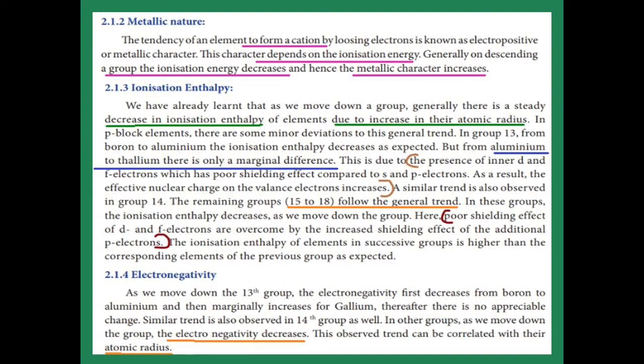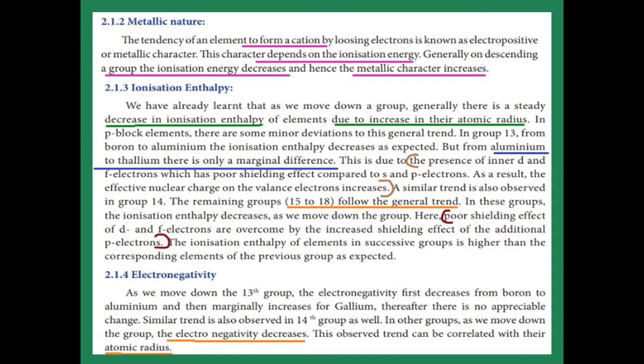Metals always have an electropositive nature. What is electropositive nature? It means they easily lose their electron and form a cation, that is called electropositive nature or metallic character. That electropositive nature depends on the ionization energy. Ionization energy means the energy required to remove the electron. Here, group-wise the ionization energy decreases, so the metallic character increases.